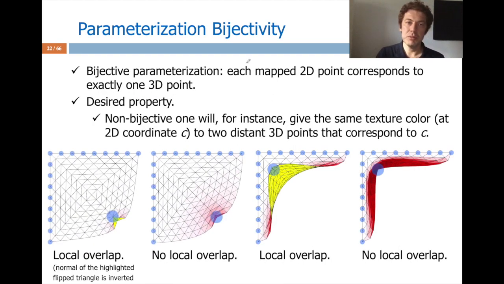Parameterization by bijectivity is also very important. Why is this important? Because think of it this way. You have two 3D points. Okay, this is in the head of the guy, this is in the foot of the guy. If I map them to the same 2D point, which is not bijective, then what happens? So this is the 2D point. There is a pink color here. So in my texture mapping, for instance, I get this pink color and put it on the head as well as on the foot, which is not so cool, right? Every vertex needs to access its own unique color. So we need to ensure that by a bijective parameterization.